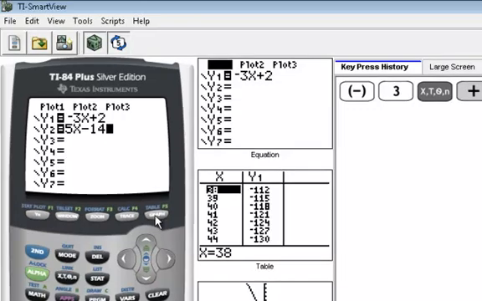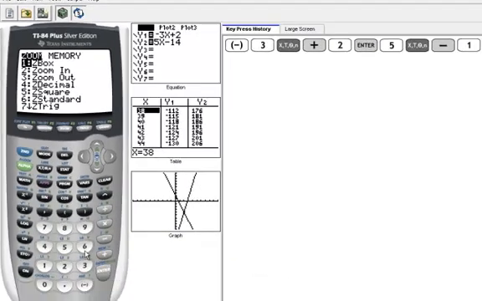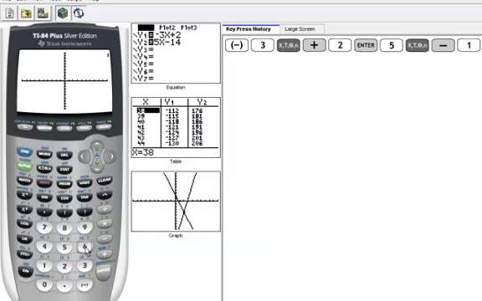And now we're going to graph, but I want to make sure that I'm graphing it in a standard window. So you can hit your zoom key, and standard, if you notice, is 6. So we will click on the number 6, and that will bring us to our graph. And we see our lines forming there, and we see an intersect point. So this is a system of equations that has one solution, one ordered pair solution.